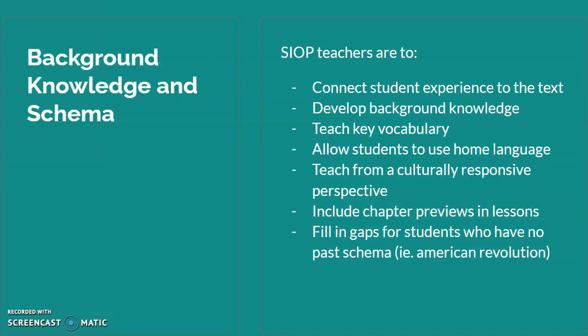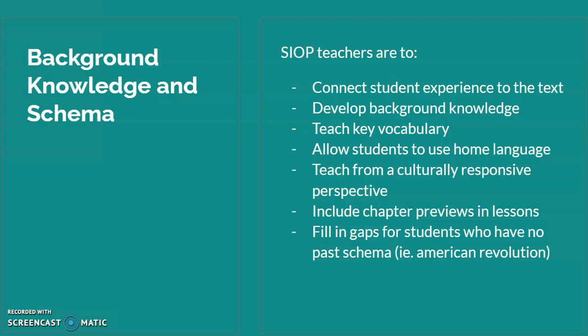Teaching from a culturally responsive perspective, so just understanding that not all students will have the same background knowledge and the same schema. For example, if you're talking about, as it says below, the American Revolution, if a student just immigrated from Puerto Rico or Mexico or whatever country, they might not know anything about that coming in. So their background knowledge isn't maybe the same as other students who have always lived in the US. Also including chapter previews in lessons so that students can develop a little bit of background knowledge before you actually get into the lesson is helpful.